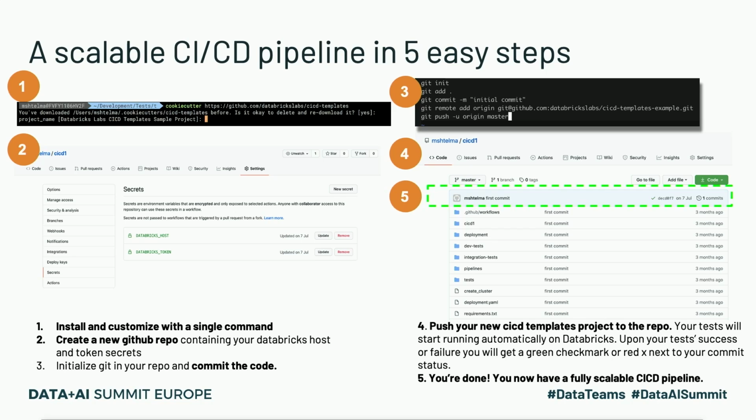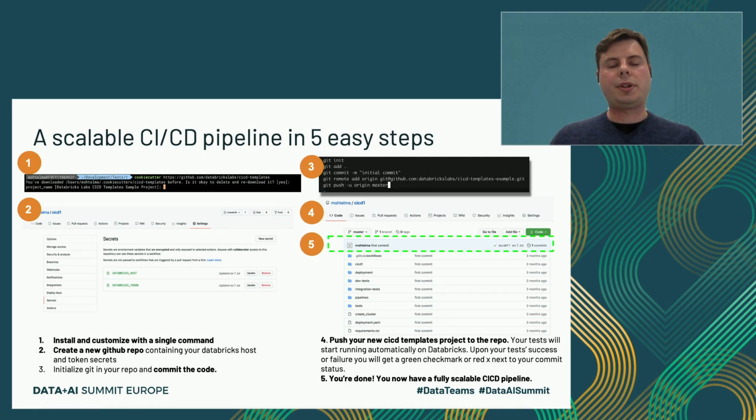Okay, now let's discuss how you can set up a new project in 5 easy steps. At first, you should create a new conda environment, install cookiecutter and pass modules, and then you can just type cookiecutter https://github.com/databricks/labs/CI/CD templates, and this will bootstrap the project. You will need to answer a couple of really easy questions, and after that, you will get the project created from the template.